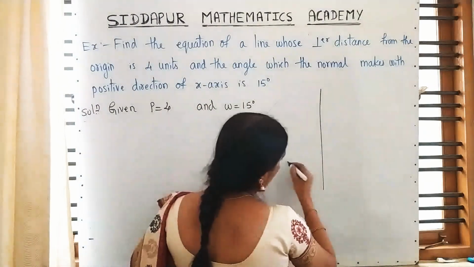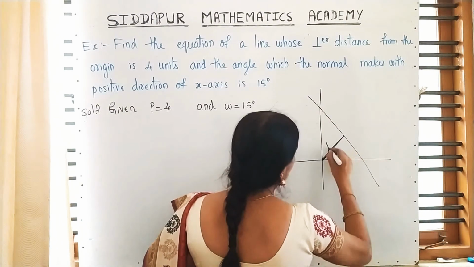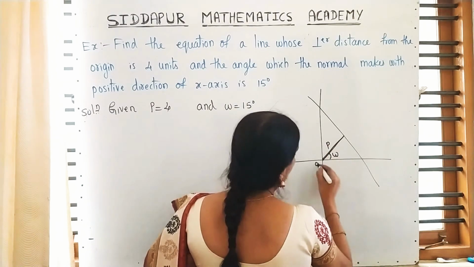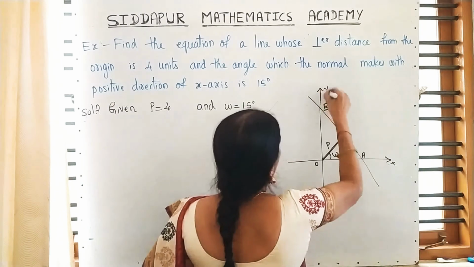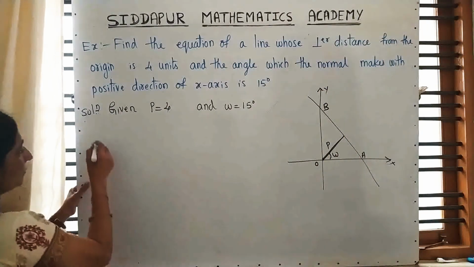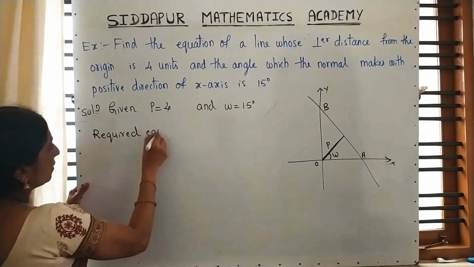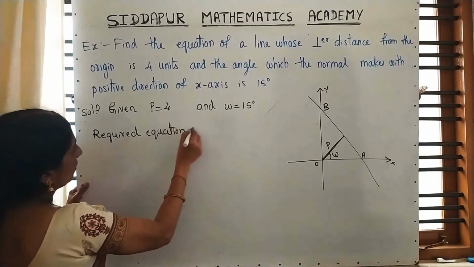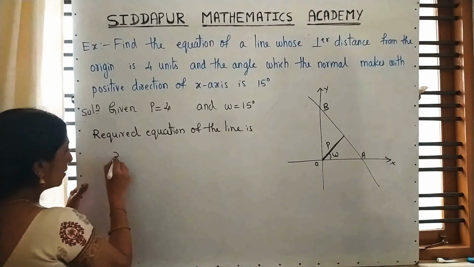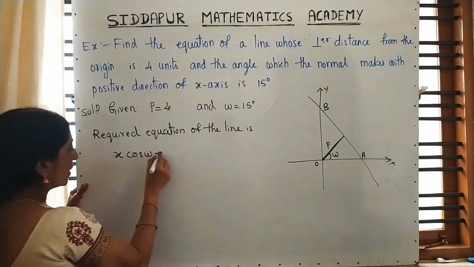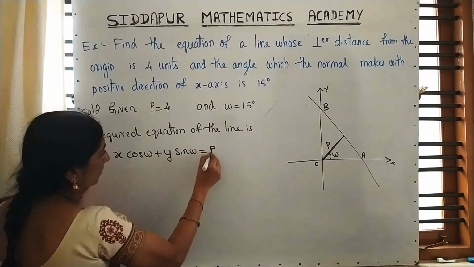See in this figure, this is the perpendicular distance. This P is given and this is omega. This is origin, this is AB, x-axis and y-axis. Required equation of the line is x into cos omega plus y into sin omega is equal to P.